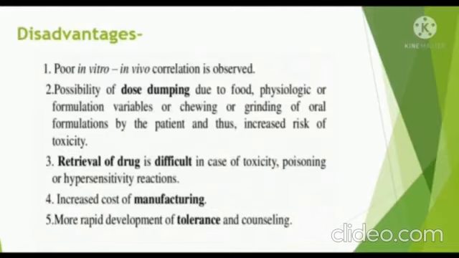The last topic of today's lecture is the disadvantages of controlled drug delivery system. First disadvantage is that poor in vitro and in vivo correlation is observed, because as we make the tablets in the laboratory, we cannot easily predict in vivo behavior. Second is dose dumping. Dose dumping means they can create toxicity in our body. If the whole of the drug is released in a small quantity inside our body and it is not eliminated, it will create dose dumping.